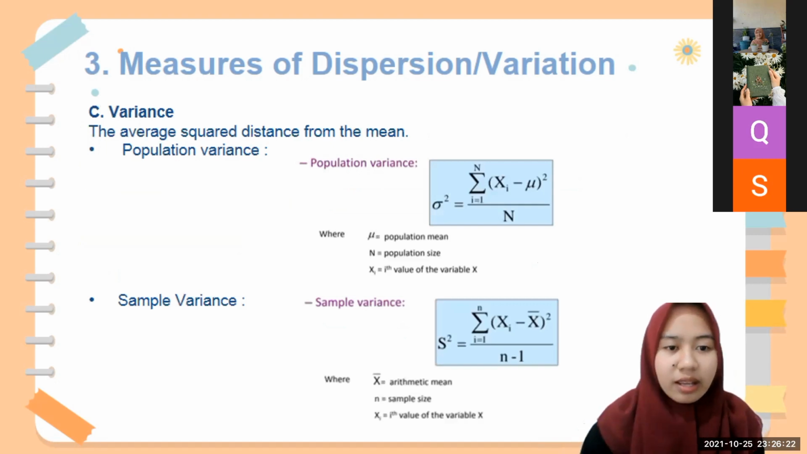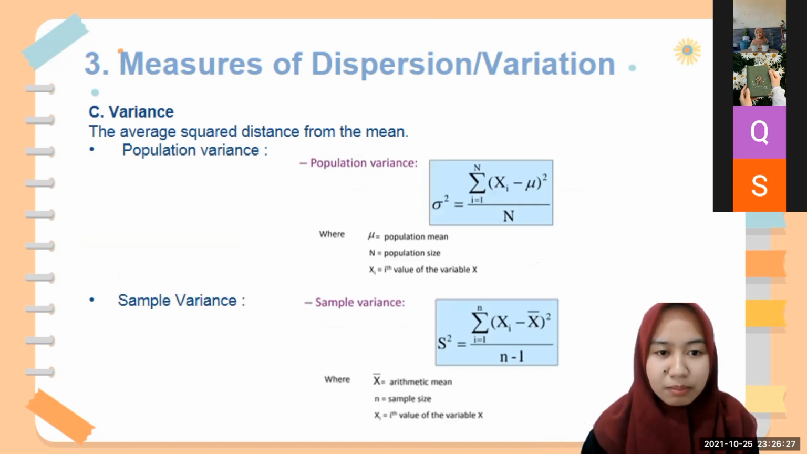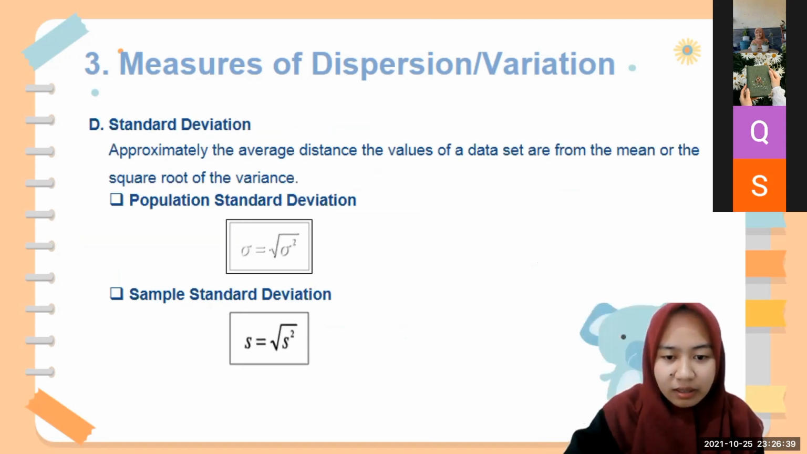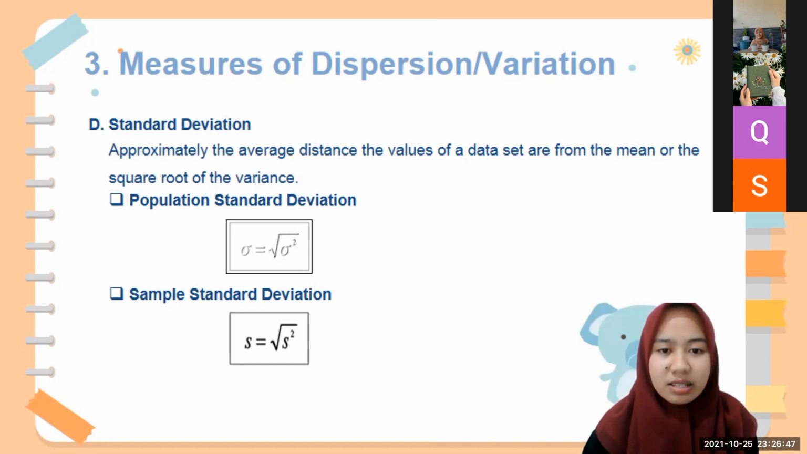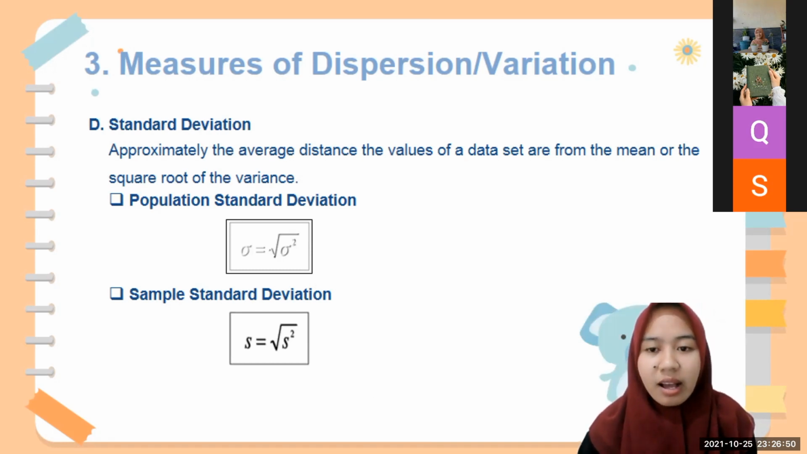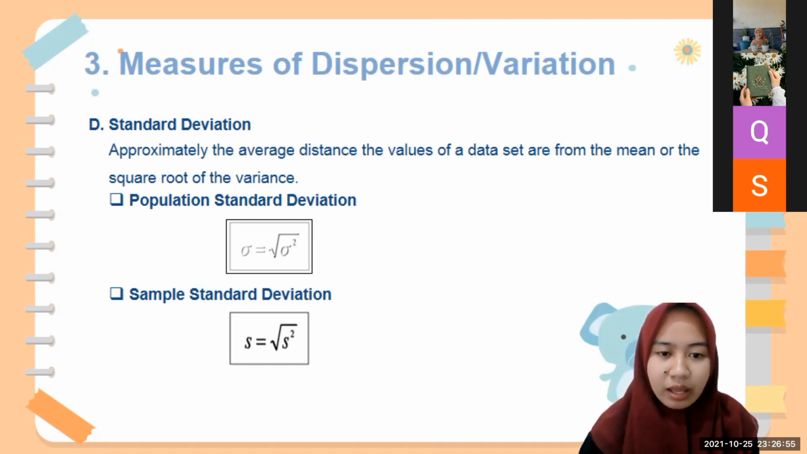Next, C, variance, the average squared distance from the mean. Population variance, this is the formula, and sample variance, and this is the formula, like this. And then D, standard deviation, approximately the average distance the values of a data set are from the mean, or the square root of the variance. There are two: population standard deviation and sample standard deviation.